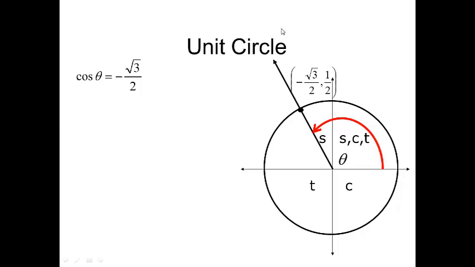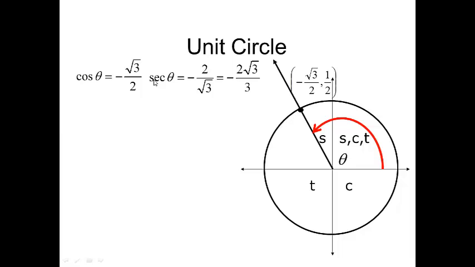By the way, do you know what negative rad 3 over 2 comma 1/2 is as a degree for theta? If this is 90, this is 30 more than 90, so this is 120 degrees, or 2 pi over 3. Okay. So the cosine of 2 pi over 3 is going to be negative rad 3 over 2. I know that sounds a little confusing, but this is cosine, sine.